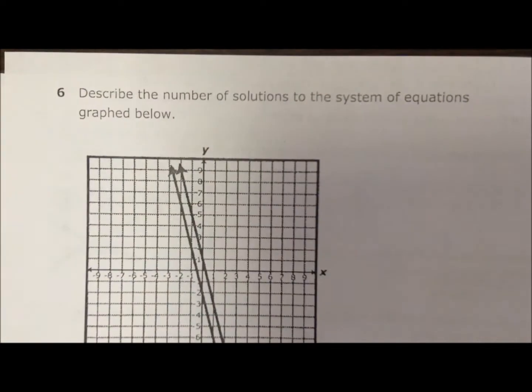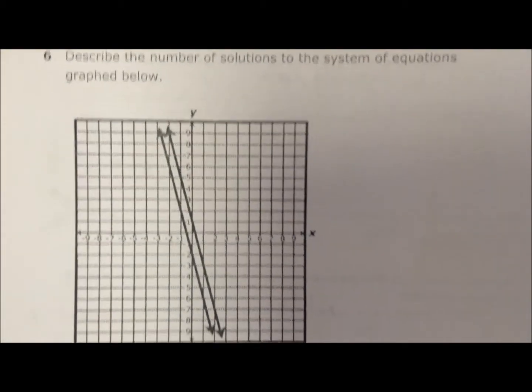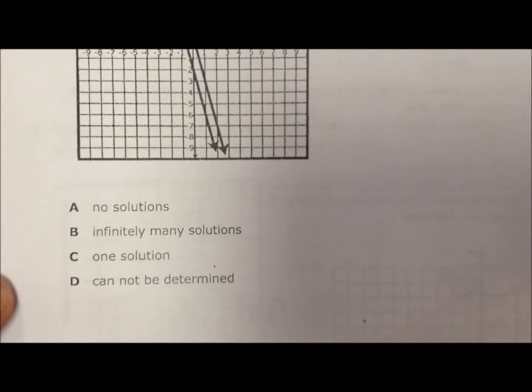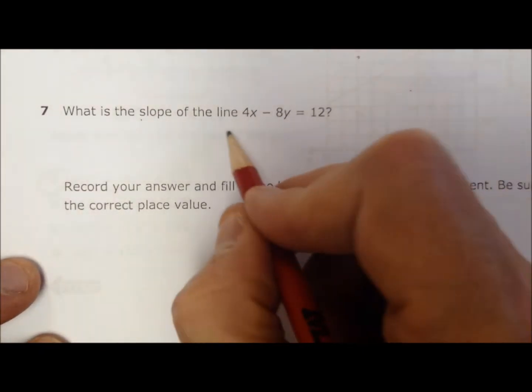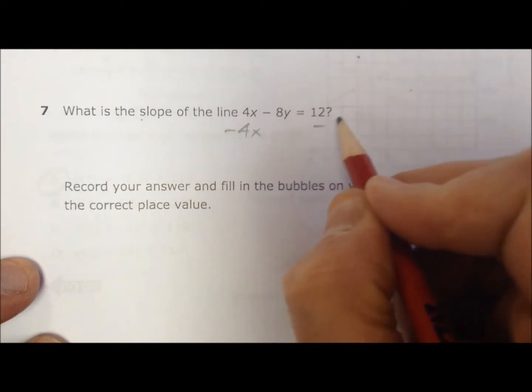Number 6 should be hopefully good. These are parallel lines. They do not cross. They do not have a solution. What is the slope of the line right here?